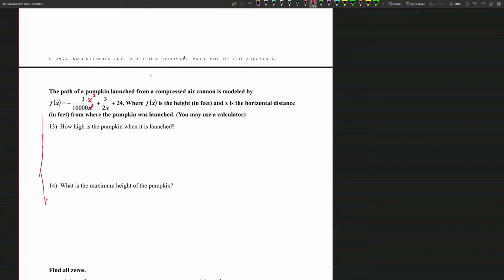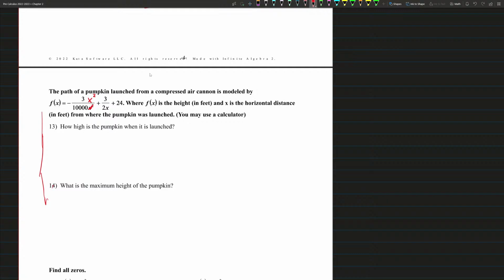This is the problem that I think I told you would show up on the test. This should be relatively easy. How high is the pumpkin when it's launched? We're trying to find the vertex. What is the maximum height of the vertex? What is the maximum height of the pumpkin? Those are both the same question.